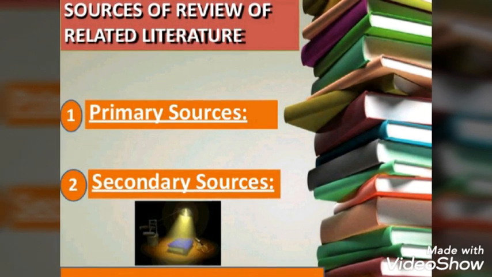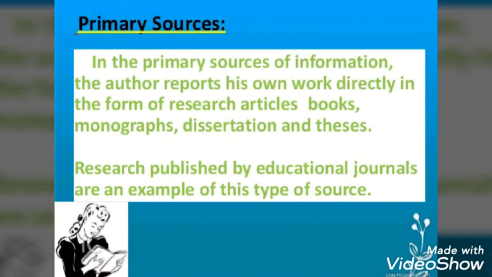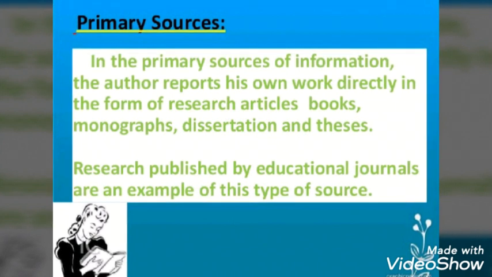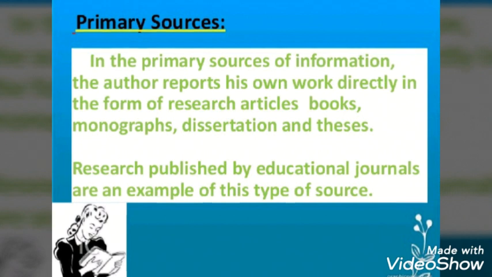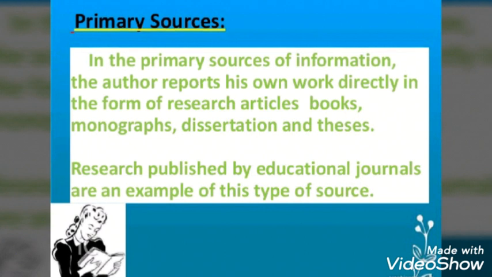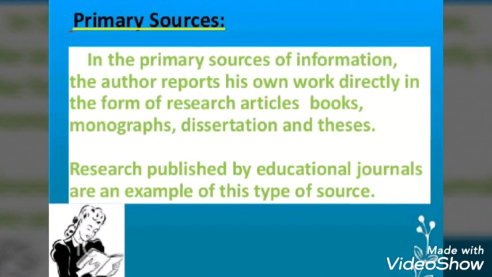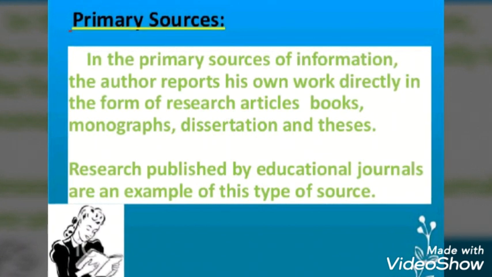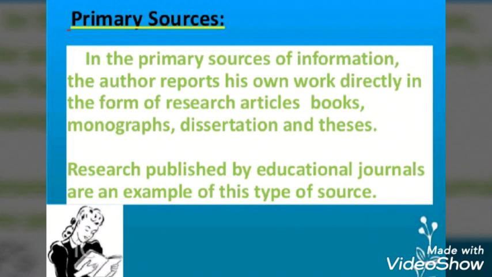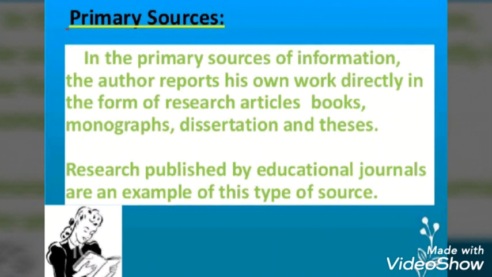Regarding sources of review of literature, there are mainly two sources, primary sources and secondary sources. Primary sources are first-hand information. In the primary sources of information, the author reports his own work directly in the form of research articles, books, monographs, dissertations and theses. Research published by educational journals is an example of this type. So in primary sources, the researcher himself publishes his own studies in the form of journals, theses and dissertations, which is first-hand information given by a researcher.